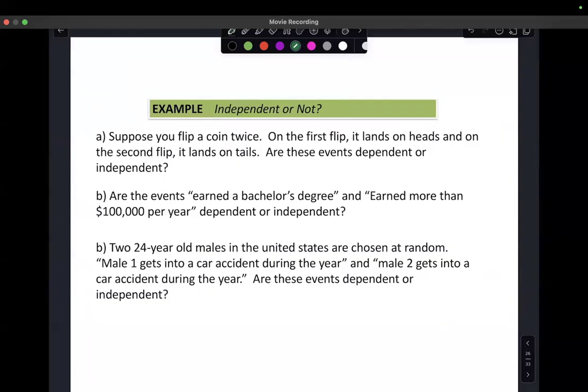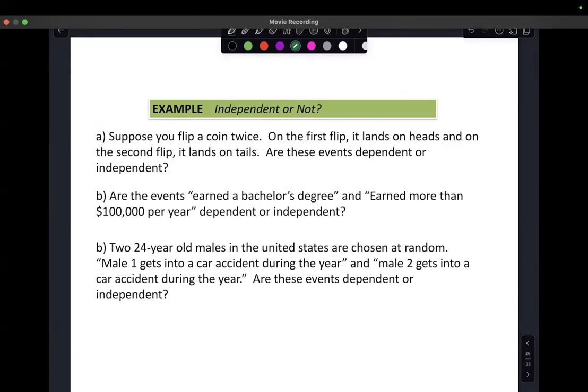Okay, here we're determining whether these are independent or not. Suppose you flip a coin twice. On the first flip, it lands on heads. The second flip, it lands on tails. Are they independent or are they dependent? They are independent, unless you got jelly on your hand for the first flip or something. Yeah, they're independent.